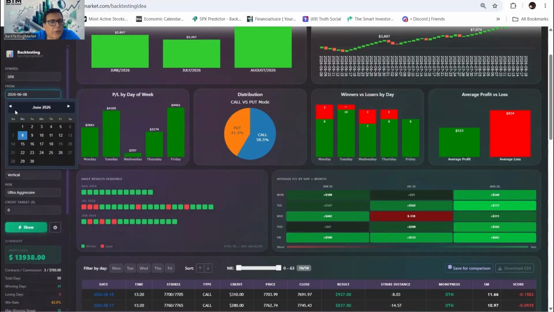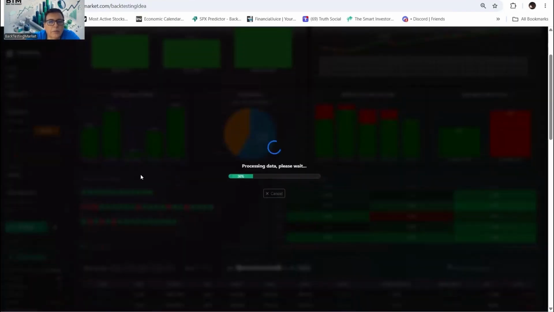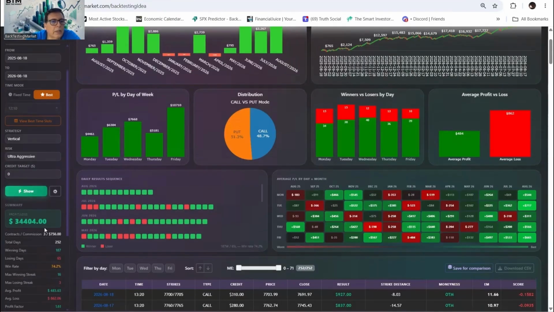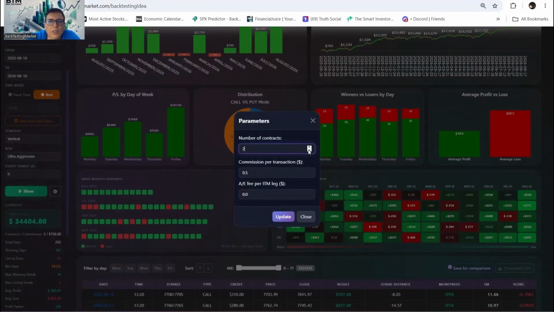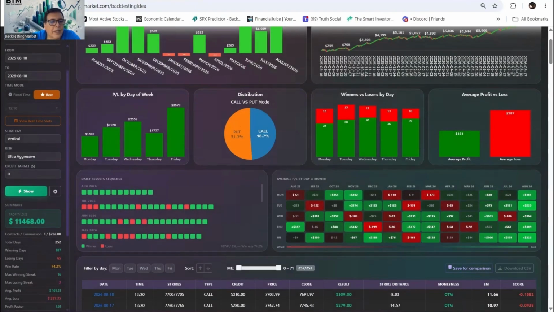Let's run again for 1 year to see how the win rate was in 1 year. Okay, let me see. Okay. Oh, I put three. I'm sorry. I want to put one only. Don't get excited. So basically here, as you can see, it's 74% win rate in 1 year.